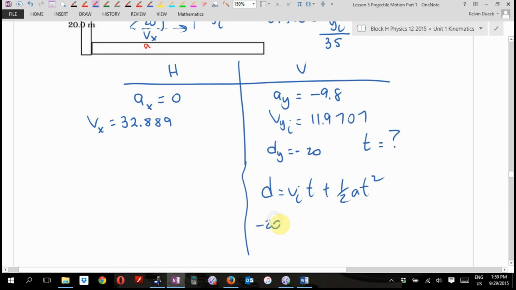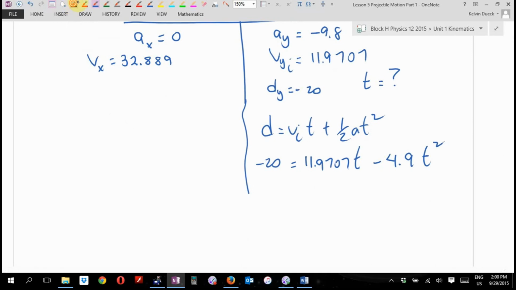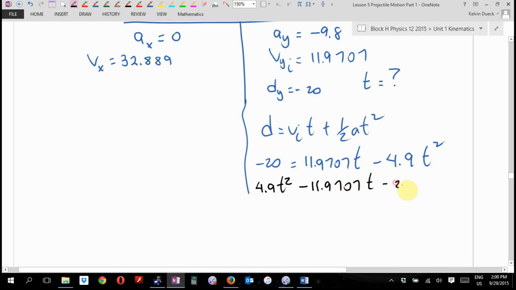Negative 20 equals 11.9707 t minus 4.9 t squared. Now I'm going to add the 4.9 t squared and subtract the 11.9707 t over. I'm going to get 4.9 t squared minus 11.9707 t minus 20 equals nothing.